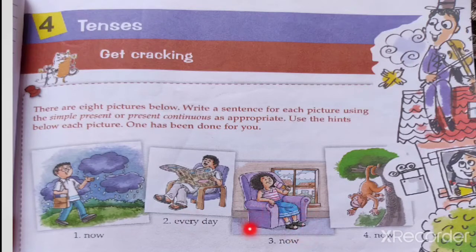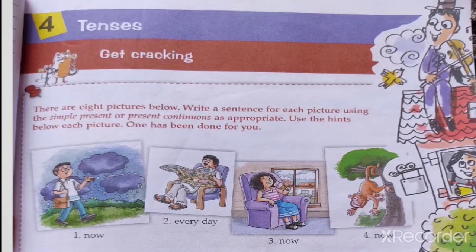Once again, "now". Now means the action which is happening now in the present time. She is eating ice cream. Now once again in the fourth picture also. So here we can say that the monkey is climbing on the tree. Or you can say just the monkey is climbing.